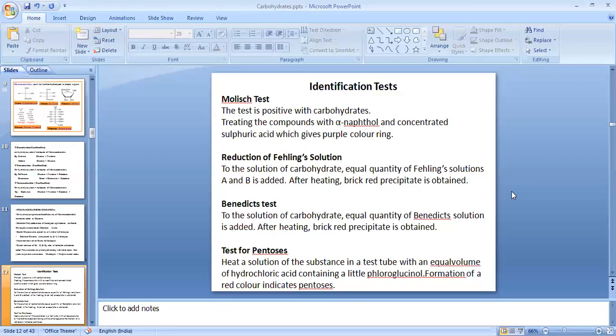And next is the test for reducing sugars. Here, the solution of carbohydrate is treated with an equal quantity of Fehling's A and B solution, and after that it is just warmed to get a reddish orange or brick red precipitate, which shows the presence of reducing sugar. And next is the Benedict's test, which shows the presence of reducing monosaccharide. Here you can identify the reducing sugar as a monosaccharide or a disaccharide.